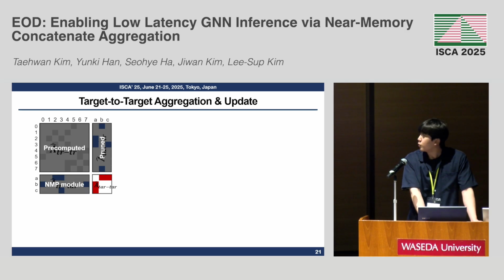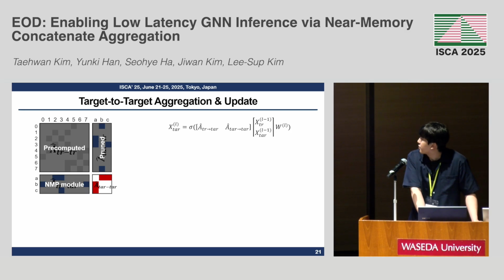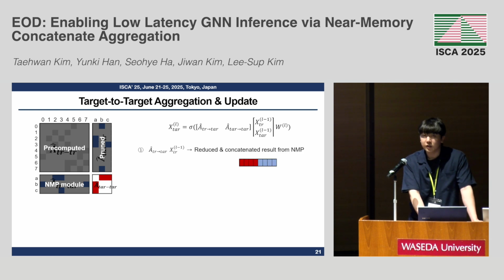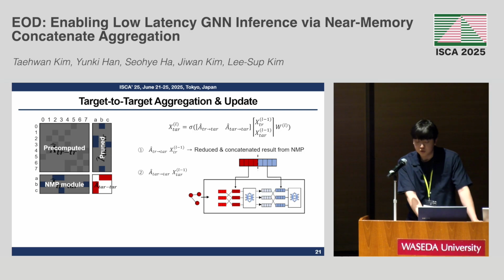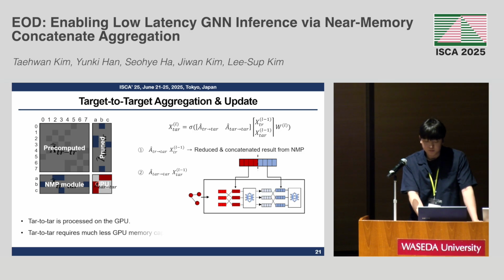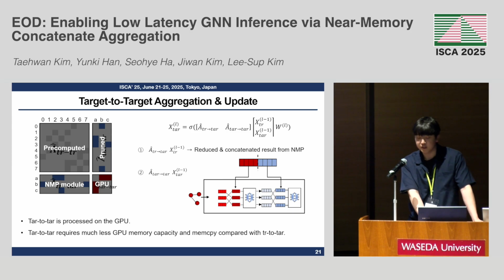Now, the only remaining part is the target-to-target part. The reduced and concatenated output from train-to-target aggregation computed by the NMP is combined here with the target features to complete the aggregation process. This target-to-target is processed on the GPU. Target-to-target requires much less GPU memory capacity and memcopy compared with train-to-target.